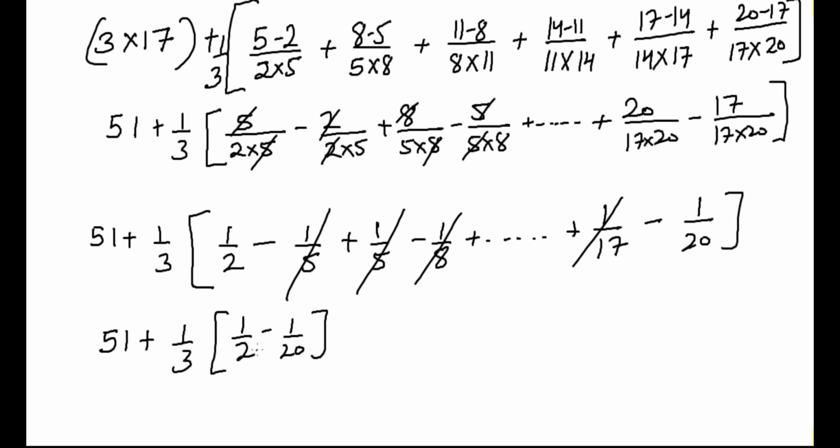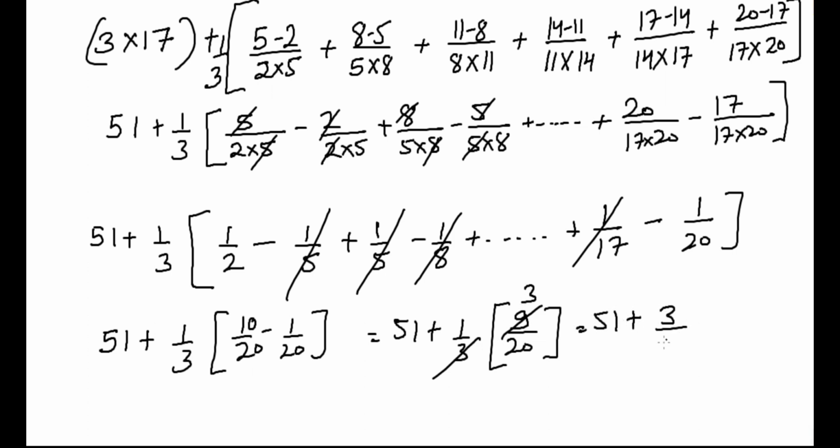And it's very simple, like you can make it 10 over 20 minus 1 over 20. So it's 51 plus 1 by 3 times 9 by 20. And you can cancel out this 3 with this 3, so it is just 51 plus 3 by 20. And as the question was in mixed fraction, let's make it look like 51 and 3 by 20, the answer. Was it that difficult? No, if you know the telescopic series.